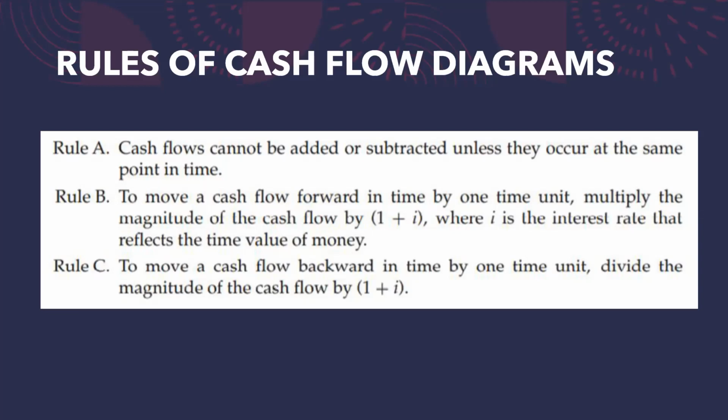Rule C is to move a cash flow backward in time. Let's say a future cash inflow or outflow happens. We need to move it to the present value. So to move the cash flow backward in time by one time unit, we divide the magnitude of the cash flow by 1 plus i. To move forward by one time unit, we multiply by 1 plus i. To move backward by one time unit, we divide by 1 plus i. These three are the main rules of cash flow diagrams.